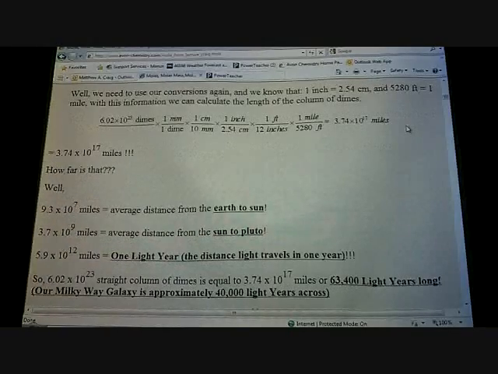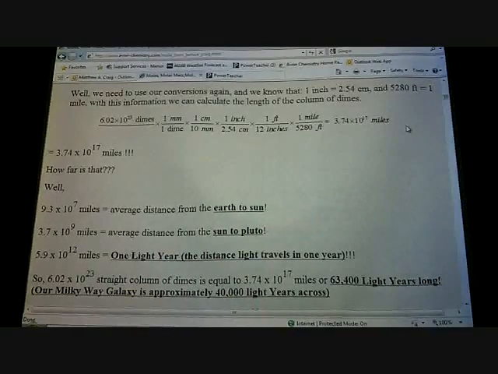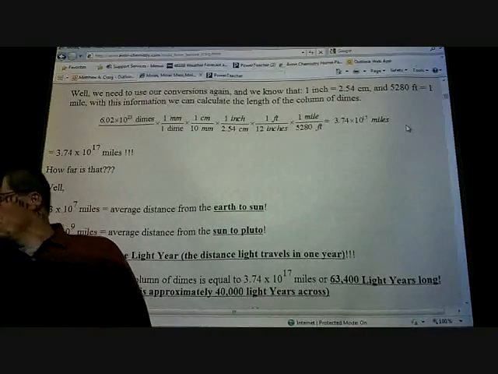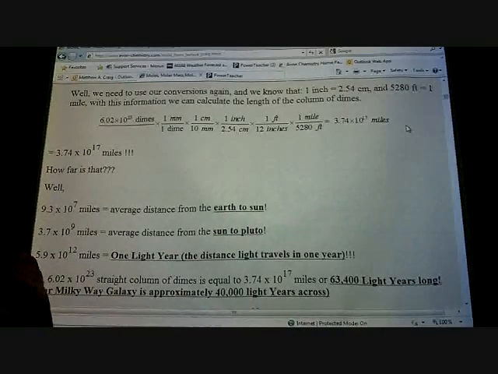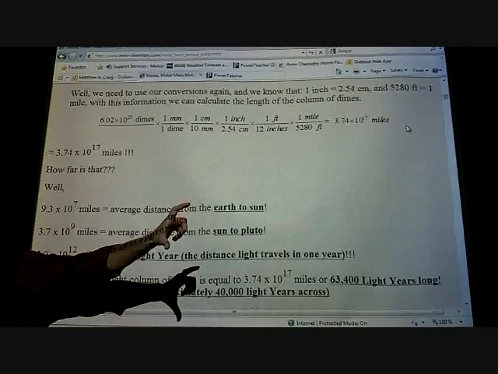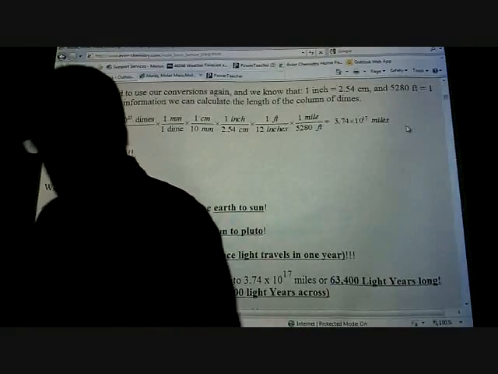1 mole, or 6.02 times 10 to 23 dimes in a straight column, which equals 3.74 times 10 to 17 miles, is equivalent to 63,400 light years long. And you're sitting here going, well, how long is that? Honestly, if I can't run it or drive it, I have no idea what that distance is. Our Milky Way galaxy is only 40,000 light years. So that stack of dimes, if I had 1 mole of that, would go way across our own Milky Way galaxy. That's so long. So, let me put this into perspective.